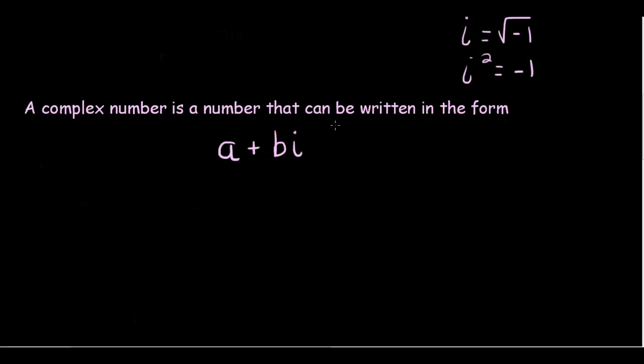Okay, a complex number is a number that can be written in the form a plus bi. I'm going to use a different color here. a is the real part, and b is considered the imaginary part.